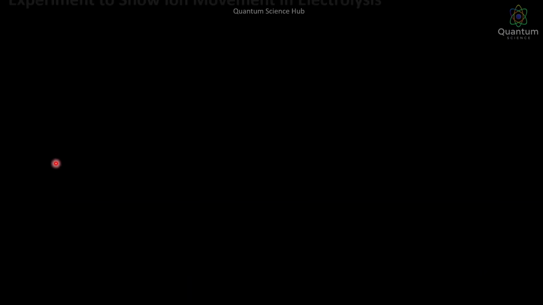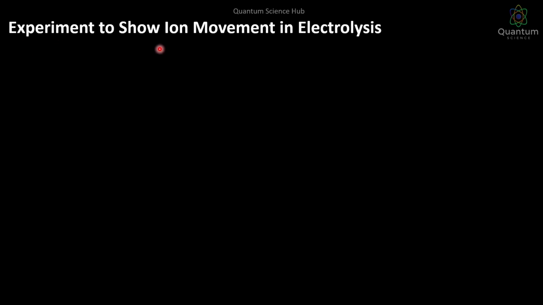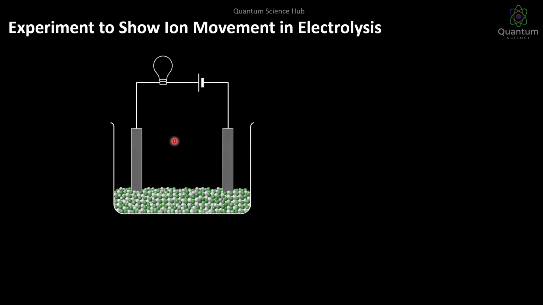Okay? Now let's see the experiment to show the ion movement in electrolysis. So this is the picture of electrolysis. This is the electrode and this is the longer line, right? So this is the positive electrode, and this is a shorter line. So this is the negative electrode. And this is the cable which is connected to a bulb. Why is it connected to the bulb? Because it is to prove if there is a current. When there is a current in here, the bulb will be on, right? It will light up. But when there is no current, the bulb will be off.